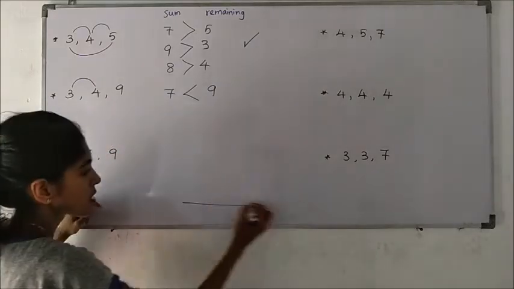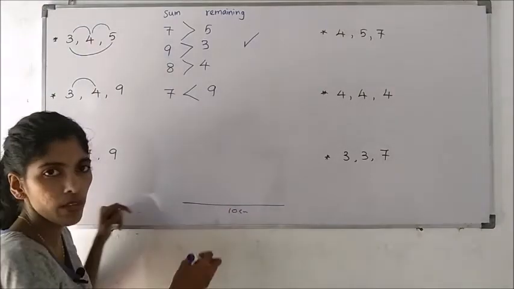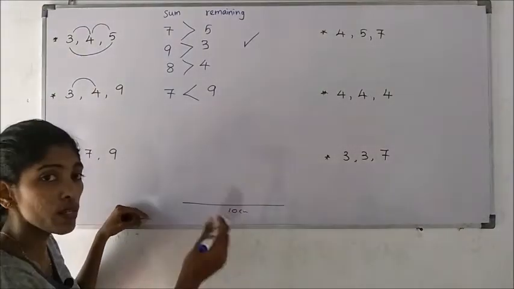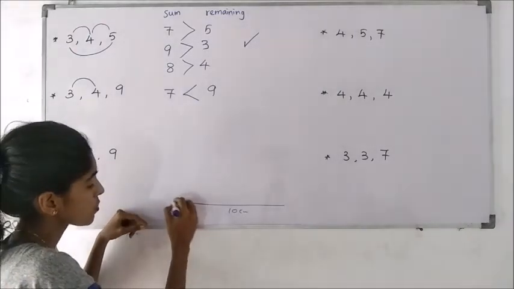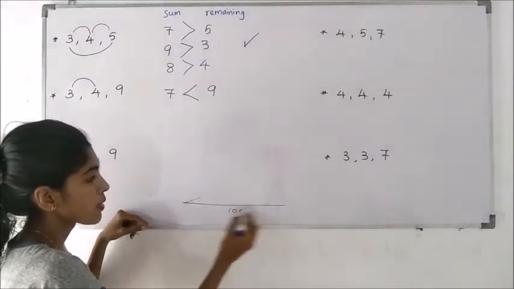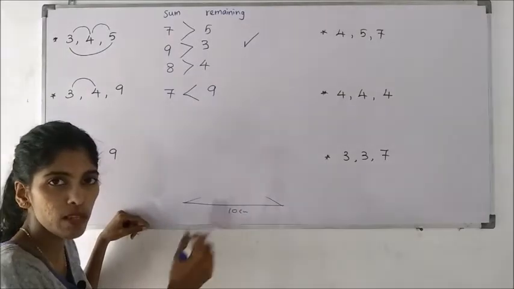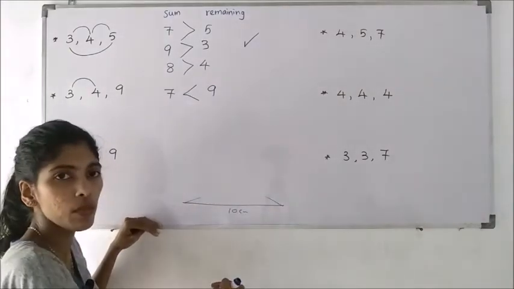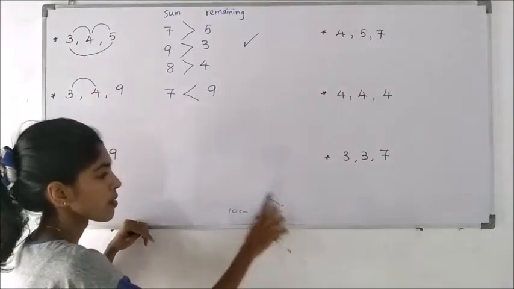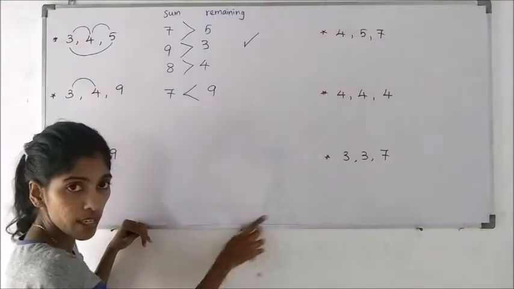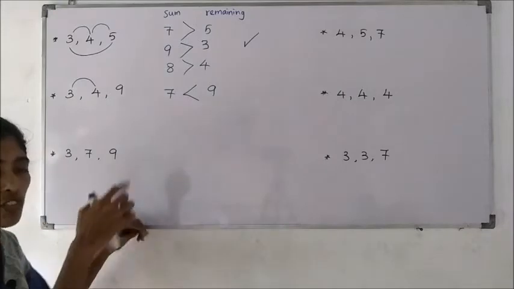Just think, this is 10 centimeters. I am giving the other two sides as 2 centimeters and 3 centimeters. Those two sides must be very small, no? So how can we join them? Will there be a triangle? No. So every time, by drawing, we cannot decide it, no? So this is the procedure to check it.